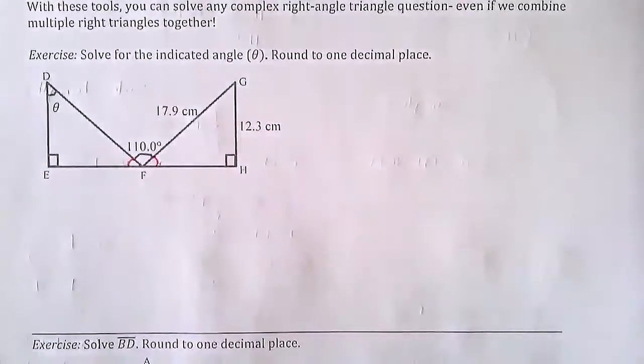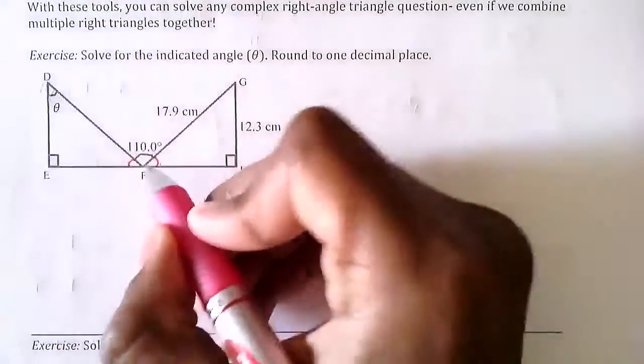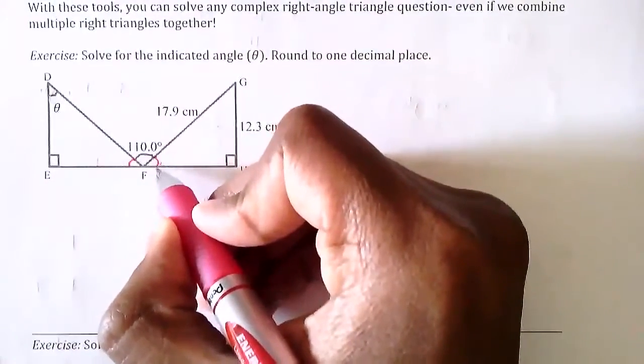We see that some side lengths are given, so we think back to our tools. Can we use the Pythagorean theorem? No, that's for side lengths. Can we use the angles rule? No, we have too many missing angles. We know we have to go with a primary trig ratio. So let's keep this as our angle of interest.